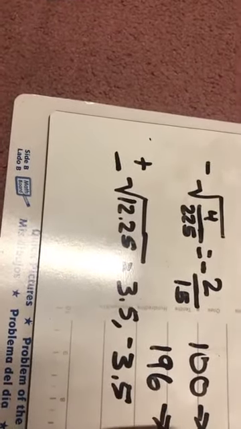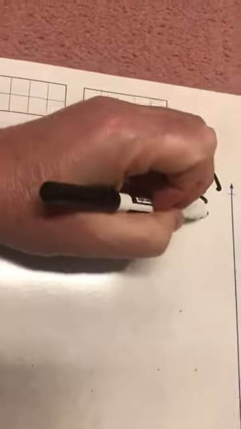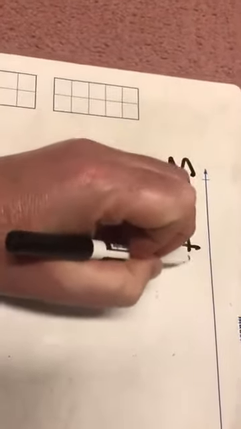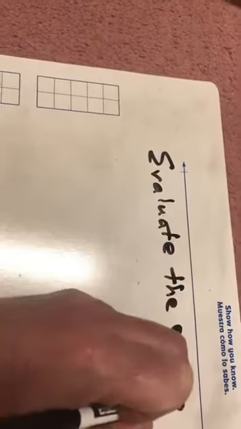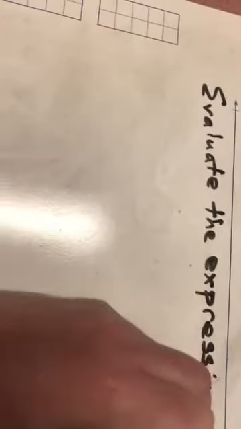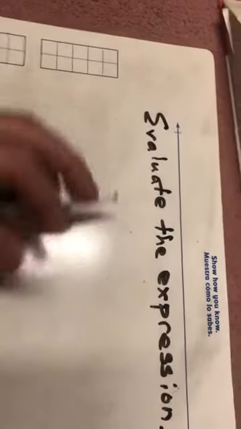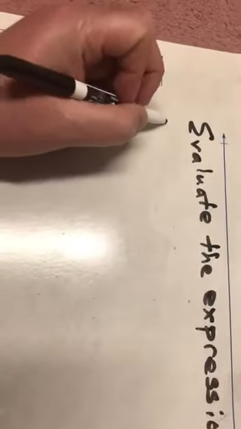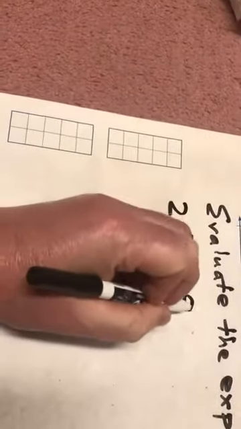All right? Very good. Now, the last part that you're going to be doing on your assignment today tells you to evaluate the expression, which means it's going to basically give you a math problem, and it's going to be your job to figure it out. So let's look at 2 and the square root of 36 plus 9.